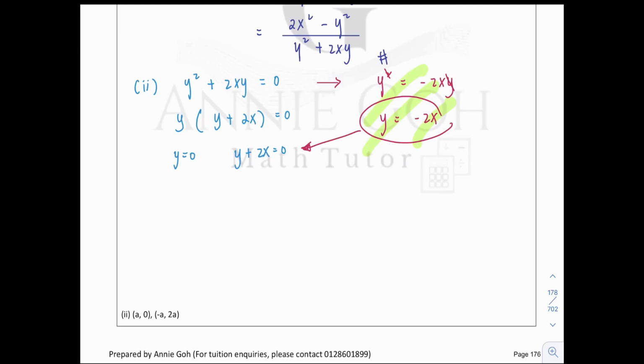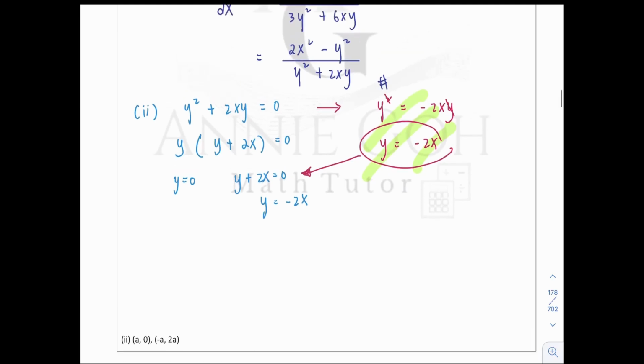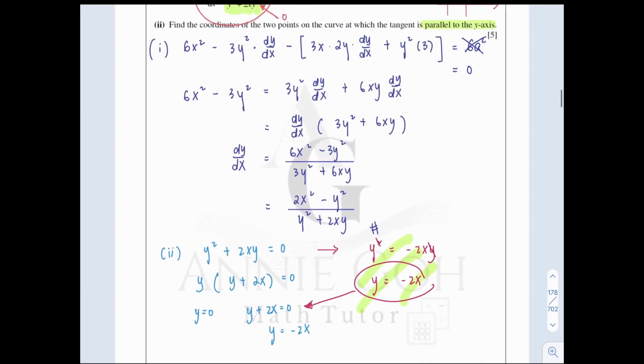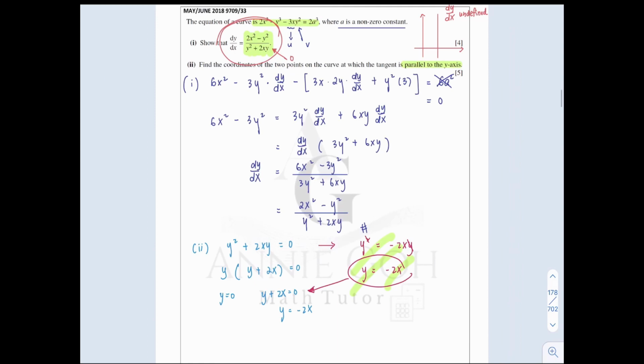And after you got these two solutions, y equals to 0 and y plus 2x equals to 0, then what should we do to solve and get the coordinate? We should always substitute these two solutions into the original equation. So where is the original equation? Have a look here. Let me jot down. The original equation should be 2x cubed minus y cubed minus 3xy squared equals to 2a cubed.